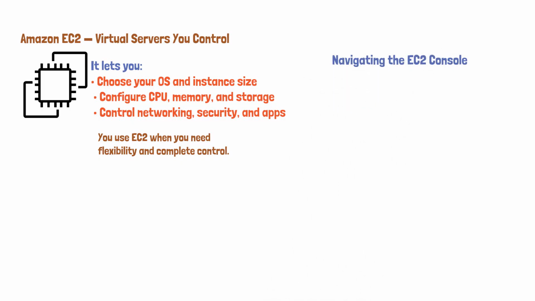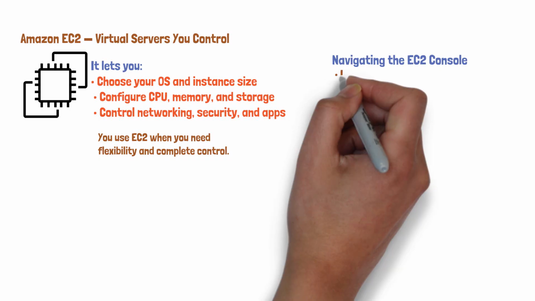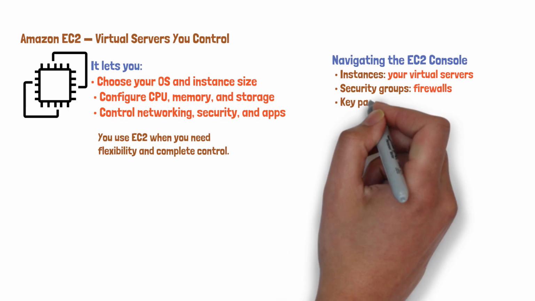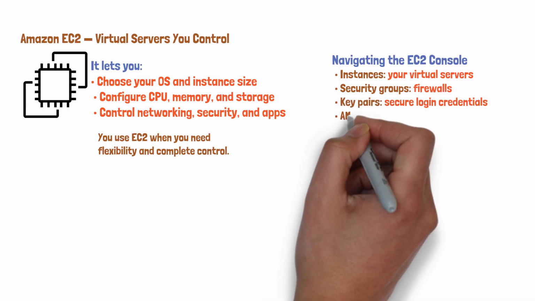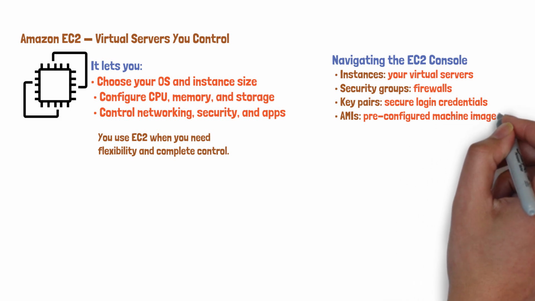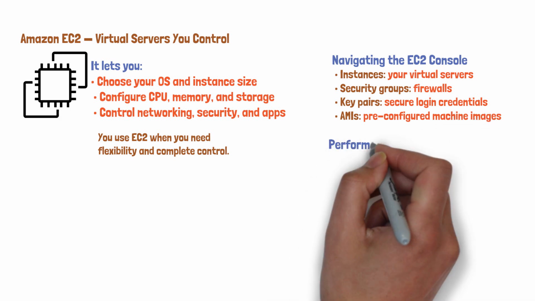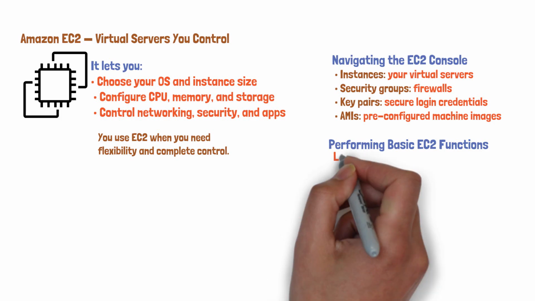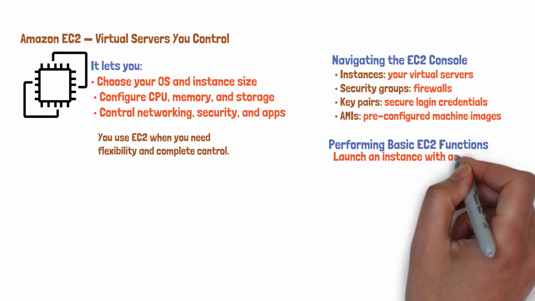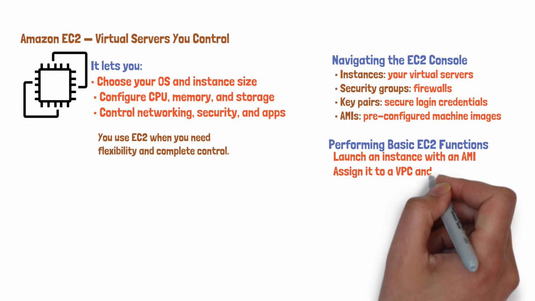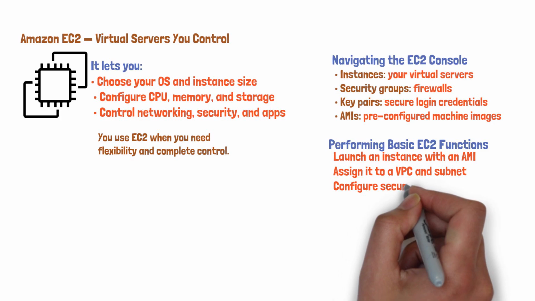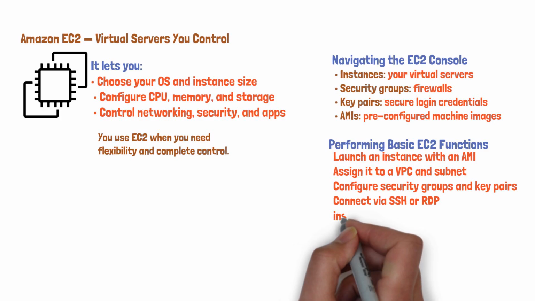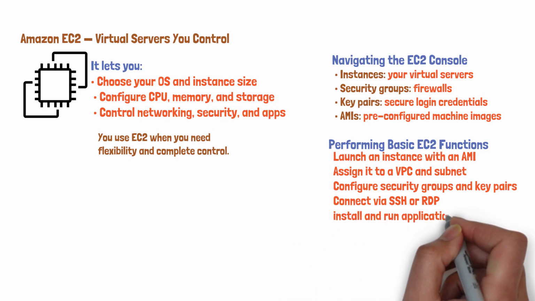Navigating the EC2 console. Inside the console, the main components are instances, your virtual servers, security groups, firewalls, key pairs, secure login credentials, AMIs, pre-configured machine images. Performing basic EC2 functions, step by step, you can launch a virtual environment, launch an instance with an AMI, assign it to a VPC and subnet, configure security groups and key pairs, connect via SSH or RDP, install and run applications.